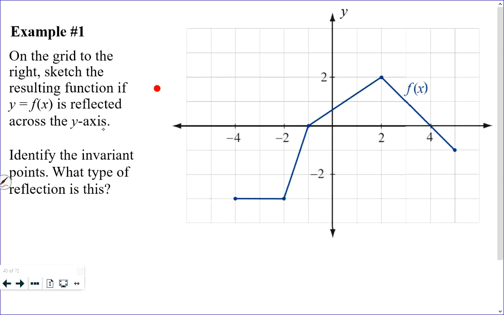Example 1 gives you a function, and what you were asked to do, I just want to make sure your graph is the same as mine. It is. What you were asked to do is sketch the resulting function if this is reflected across the y-axis, and then do something else. So what we do here, everybody, is my advice is to do this in a systematic way by starting on one side of the original function, reflecting the point, and then moving to the next point on the original function and continuing that process.